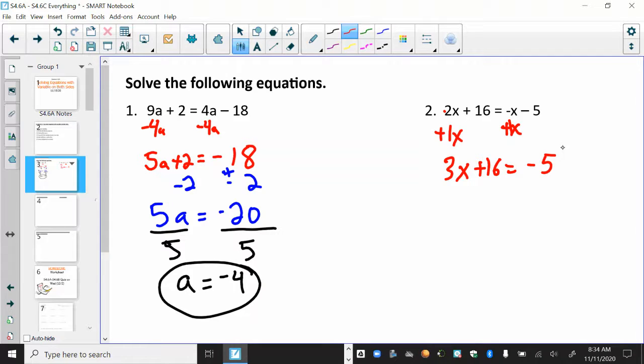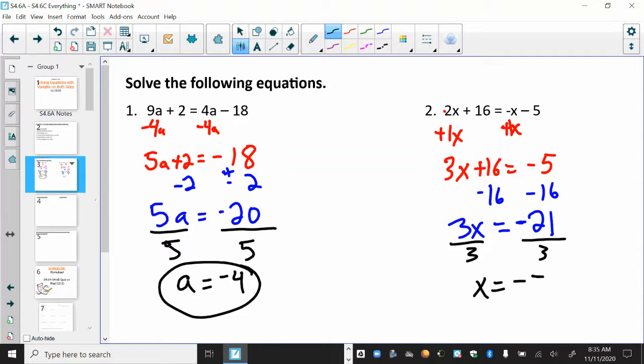All right. Step 4, I'm going to move my non-letter term over, so I'll undo my addition and subtraction, so minus 16, and minus 16. 3x equals negative 21. You can use your calculator. Lastly, I'm going to undo the multiplication with my letter. So that's going to be divided by 3, and that's going to be divided by 3 to get x equals negative 7.